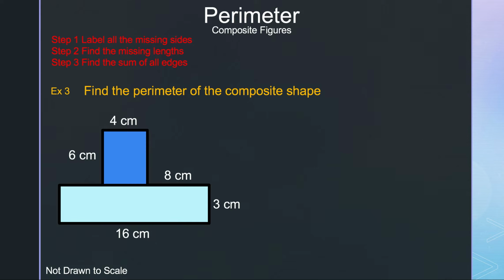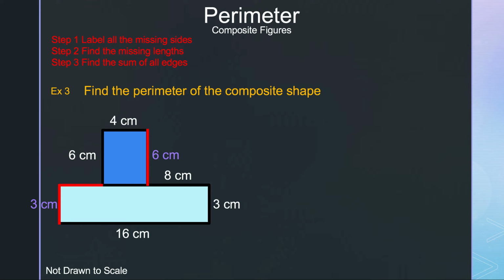Now let's take a look at one last example and what happens if it's a little bit different. Once again, if you follow the steps, you'll be golden. Step 1, label all the missing sides. Let's go ahead and do that. Now we've labeled all the missing sides. Now we need to find the missing sides. So luckily for us, some of them are straight up opposites. Like this one is straight across from 6, and this one is straight across from 3. So those are going to be the easier ones to find, so we can go ahead and label them.